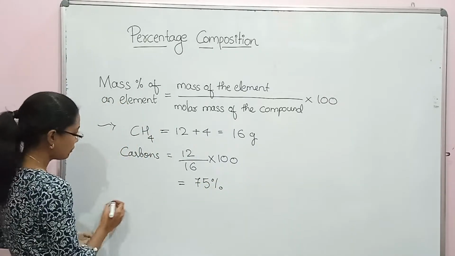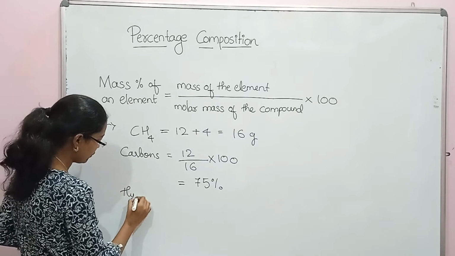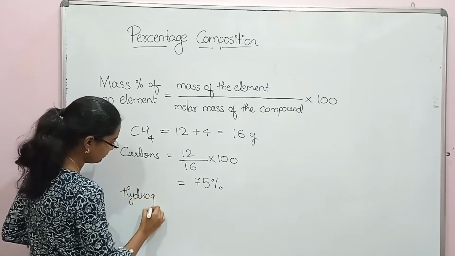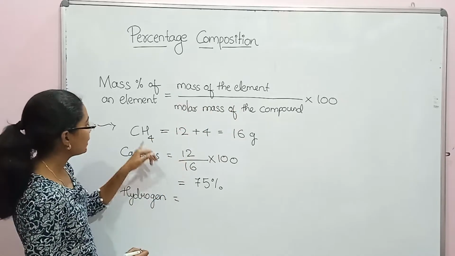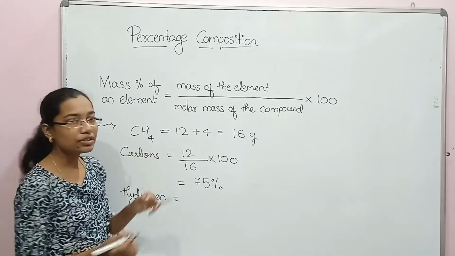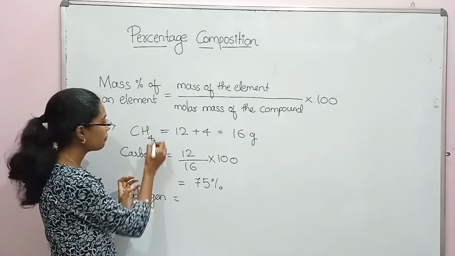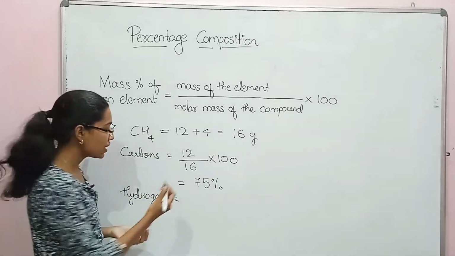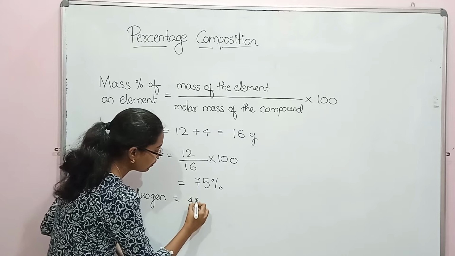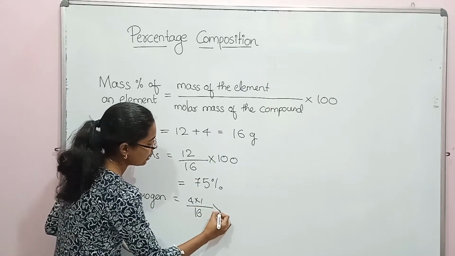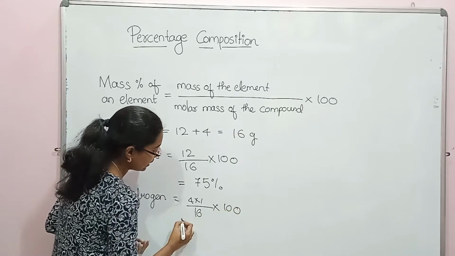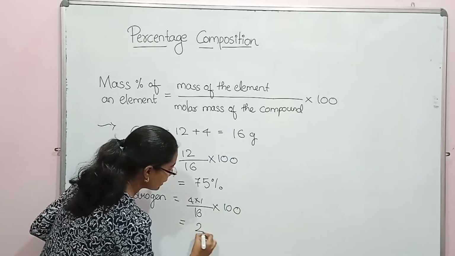Okay, now we'll see hydrogen. The mass of the element, that is hydrogen. We know that the mass of hydrogen is 1, but here we have 4 hydrogens. So we'll take 4 into 1, divided by 16, that is the molar mass of the compound, into 100. We'll get 25%.